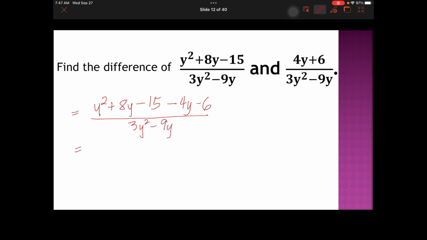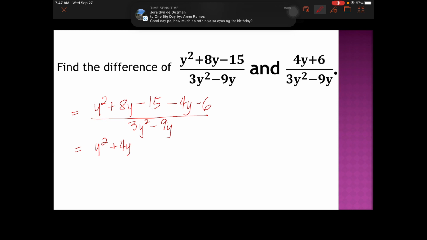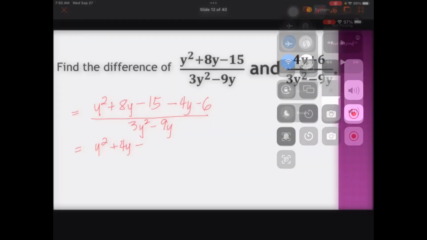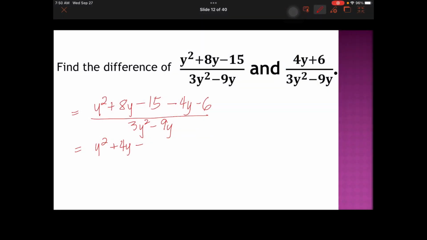So, let's simplify our numerator. Si y squared, wala siyang kapartner. So, 8y minus 4y, it's gonna be positive 4y. Okay, so what will happen is we're going to have 8y minus 4y, that's 4y. And then we have negative 15 minus 6, that will be negative 21.